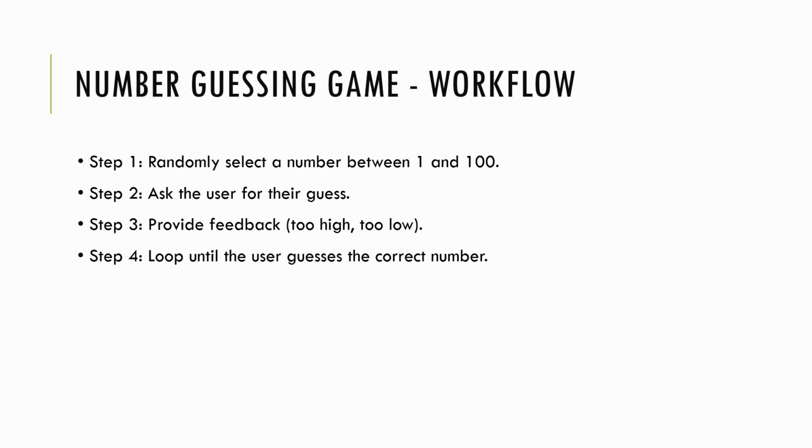The workflow for the number guessing game is simple. First, the program randomly selects a number between 1 and 100. Then the user enters a guess. After each guess, the program checks whether the guess is too low, too high, or correct. The loop continues until the user guesses the correct number.